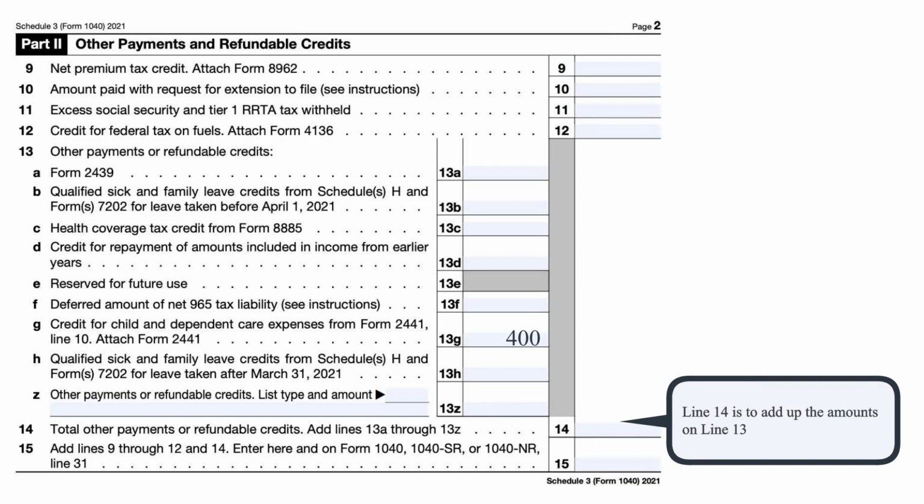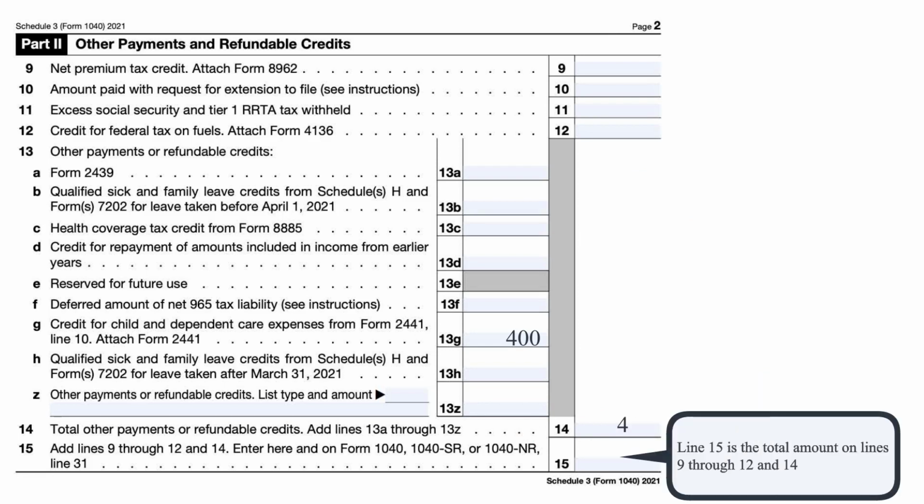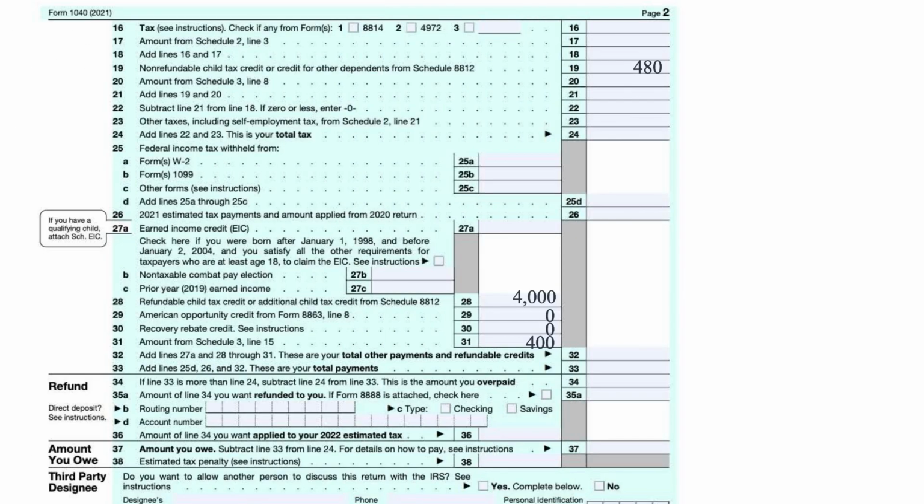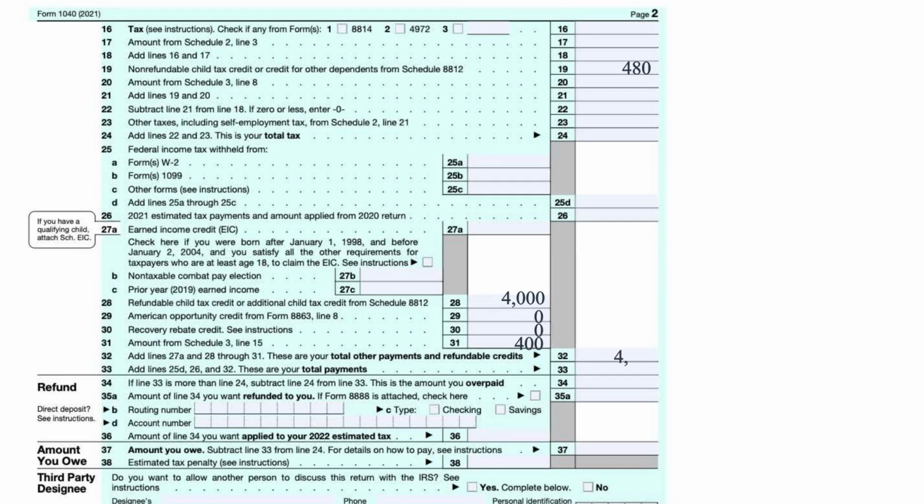Line 14 is to add up the amounts on line 13. Line 15 is the total amounts on line 9 through 12 and 14. This amount of $400 is then entered on line 31 of Form 1040. We will go to Form 1040 and continue with line 32 to determine Emily's total other payments and refundable credits. Adding up lines 27A and 28 through 31, we get $4,400, which is her total other payments and refundable credits.